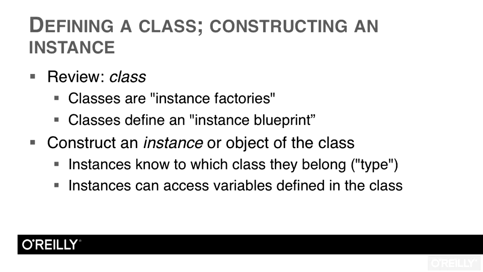This is the first in a series of lessons in which we'll break down the mechanics and behavior of classes and instances. As we discussed, classes are instance factories, and they define a blueprint for creating an instance. Let's create our first class, and then we'll go right ahead and create an instance of that class.